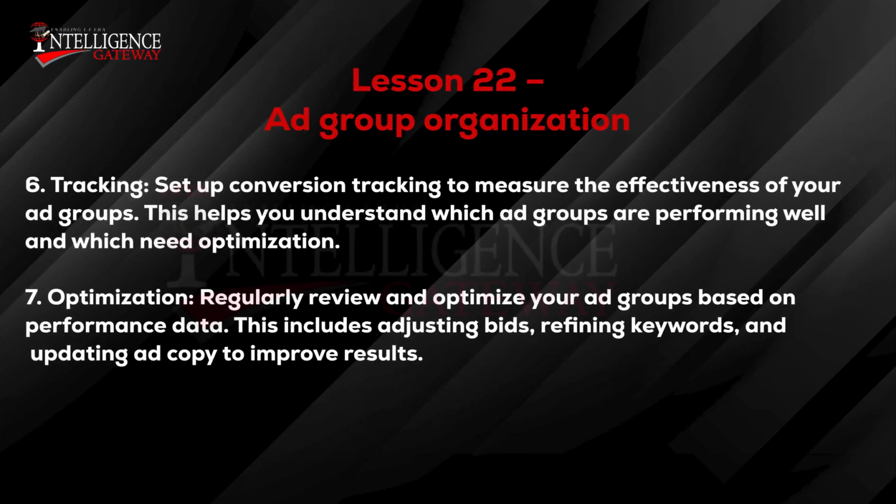6. Tracking. Set up conversion tracking to measure the effectiveness of your ad groups. This helps you understand which ad groups are performing well and which need optimization. 7. Optimization. Regularly review and optimize your ad groups based on performance data. This includes adjusting bids, refining keywords, and updating ad copy to improve results.